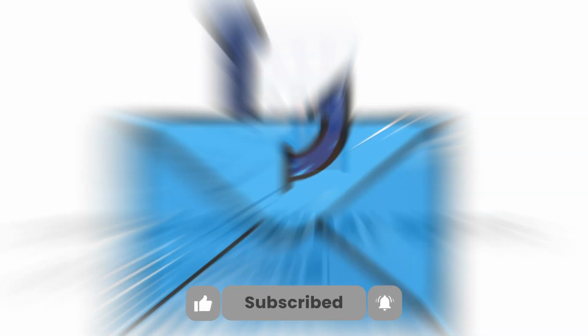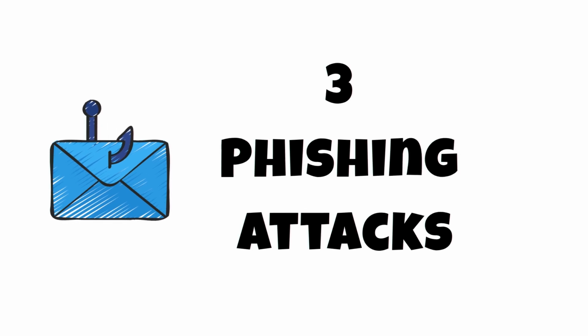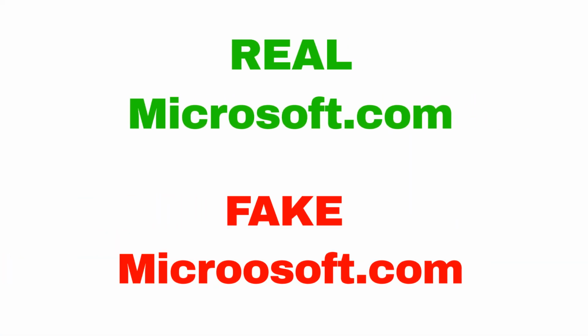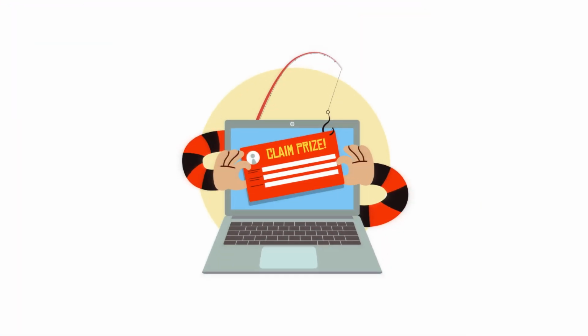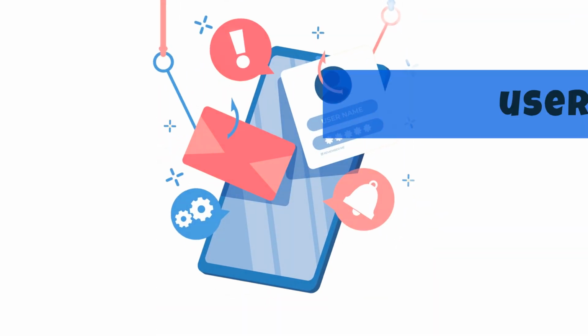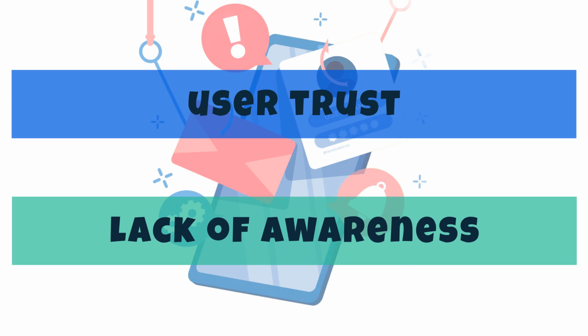Technique number 3 is phishing attacks. Phishing attacks are very common nowadays. Phishing involves tricking users into revealing their passwords through fake websites or emails that appear to be legitimate. This social engineering tactic preys on users' trust and lack of awareness.